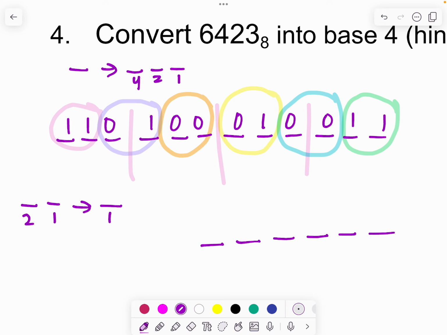And so now I can go ahead and represent these, remembering that this is the 1's place and this is the 2's place. So 2 plus 1 gives me 3, 0, 1, 0, 1. And then this here is 2 plus 1, which again gives me 3. And that will be my final answer in base 4.